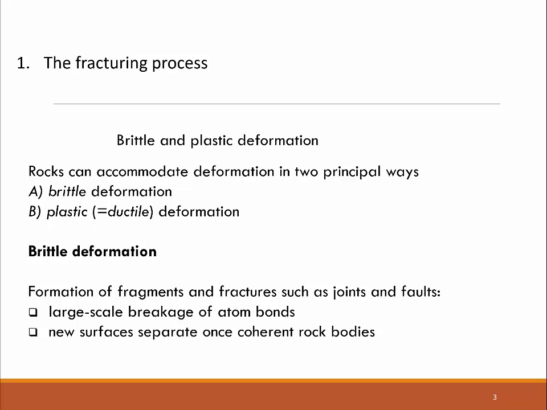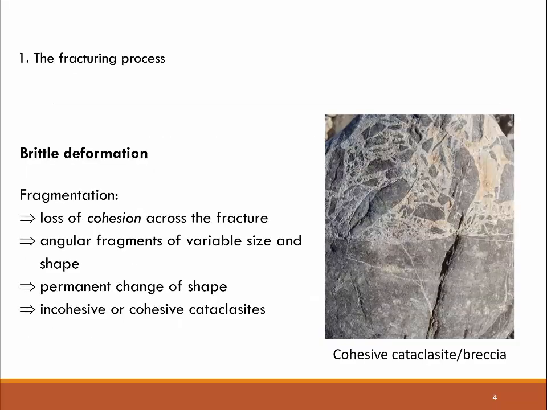The formation of fractures like joints and faults indicates that a large-scale breakage of atom bonds has taken place, often along planar or semi-planar surfaces, but often also along randomly and irregularly shaped surfaces. And all that produces fragments and new surfaces in rocks that separate parts of the rock bodies that initially were coherent entities. We see here such an example, a cohesive cataclasite with angular fragments.